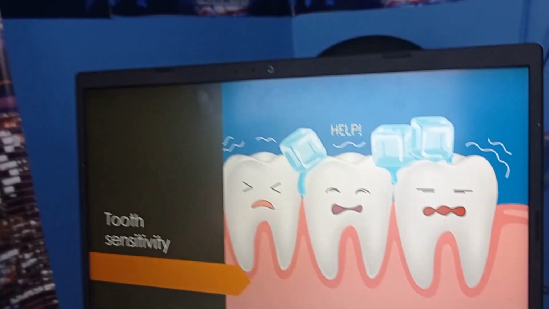Tooth sensitivity is defined as acute dental pain caused by dentin exposure that appears after contact with stimuli such as hot or cold, sweet or acid, or touch. Causes of tooth sensitivity: poor oral hygiene allows the accumulation of oral biofilm, especially at the cervical level, which can destroy the enamel and cementum.